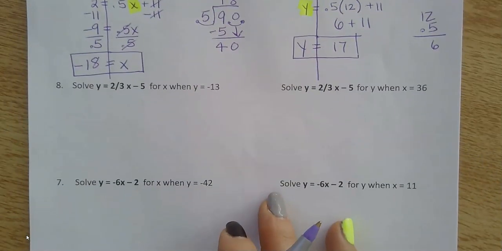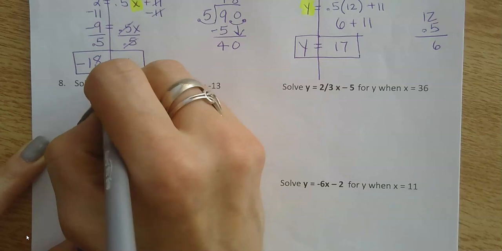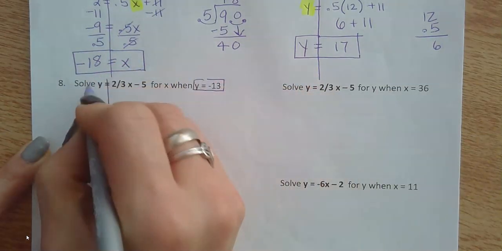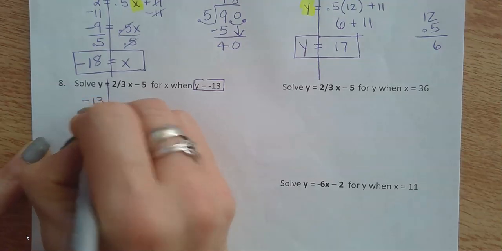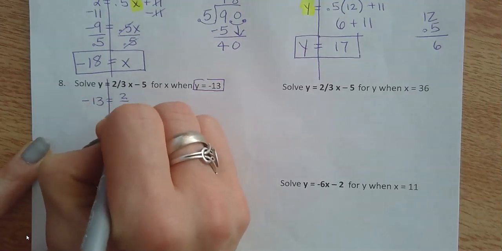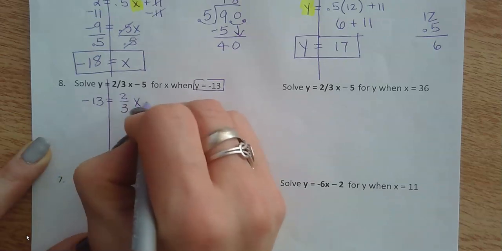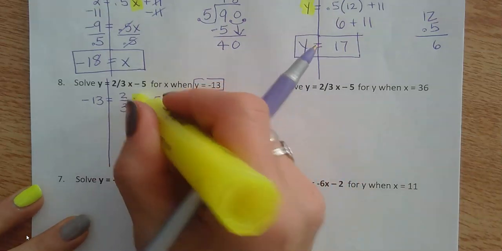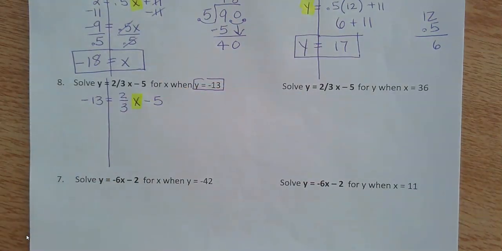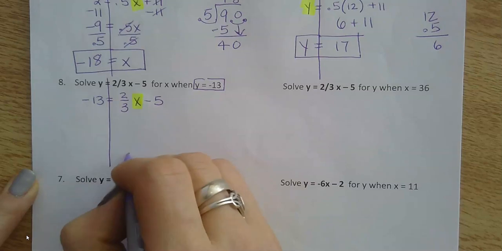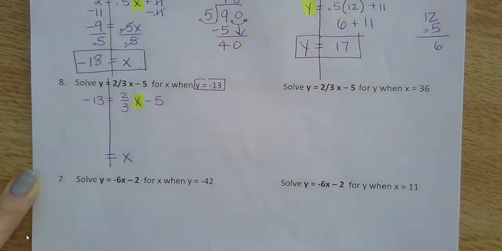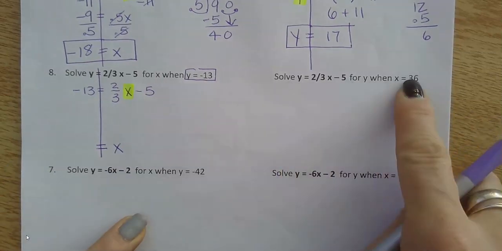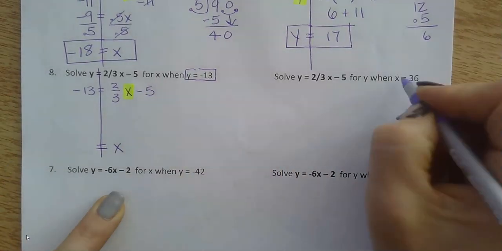Okay, let's move on. I'm going to draw my line down the equal sign. They're giving me y is negative 13, so rewrite it and put that in for y. I'm going to write this like an up and down fraction. Here's my variable. Okay, and then I want you to work it out and get x by itself. But before you pause, let's go ahead and set up this other one as well so you can do both of these.